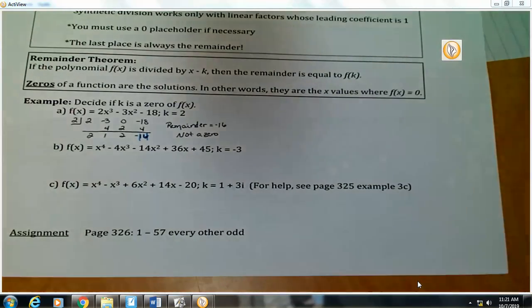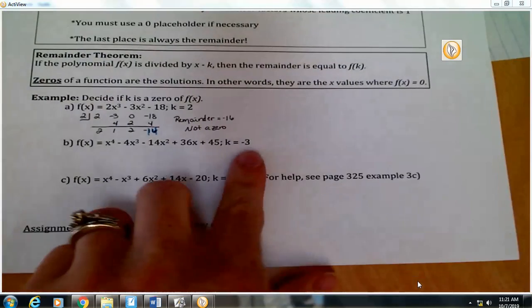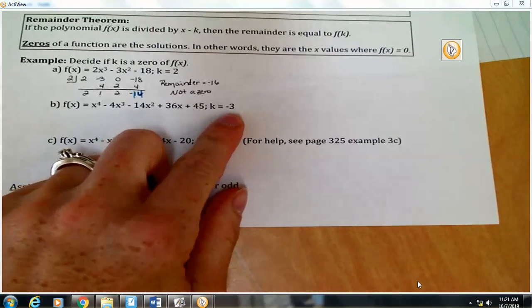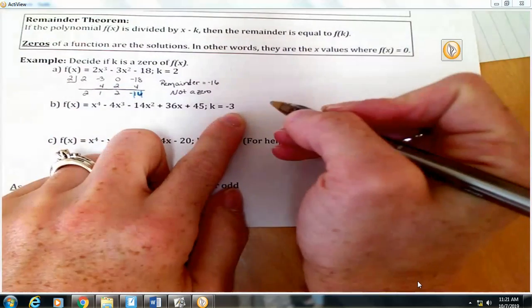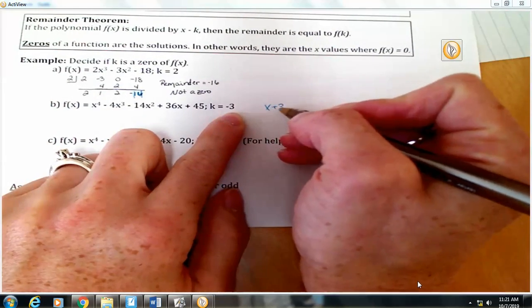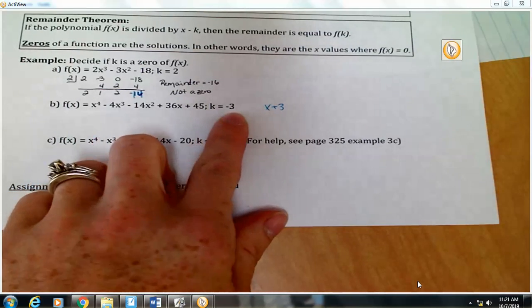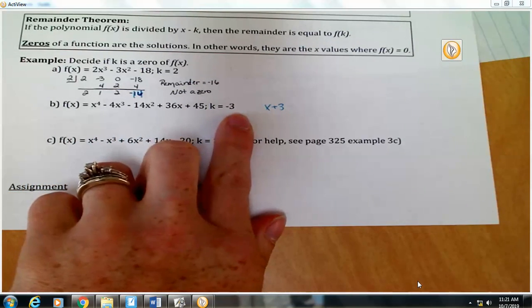So, part B. I want the remainder. There are 2 ways of getting it. I've told you that your k here is negative 3. That might also mean you are dividing by x plus 3. So just keep in mind you might see either of those 2 things.